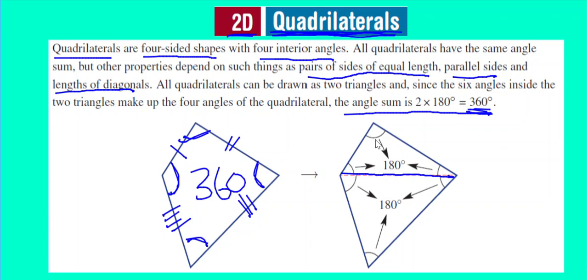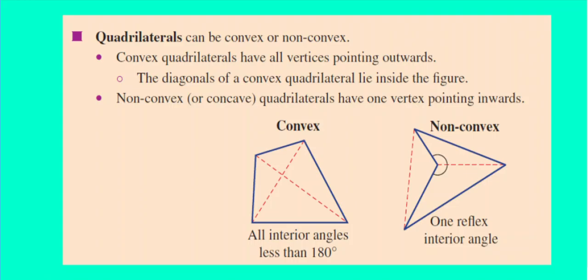When you split this into two shapes, we've got 3 interior angles here that will always add up to 180 because it's a triangle. Another triangle over here adds up to 180. So 180 and 180 gives us 360. Okay, let's move on.